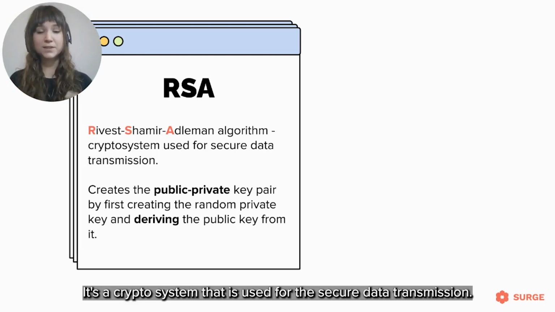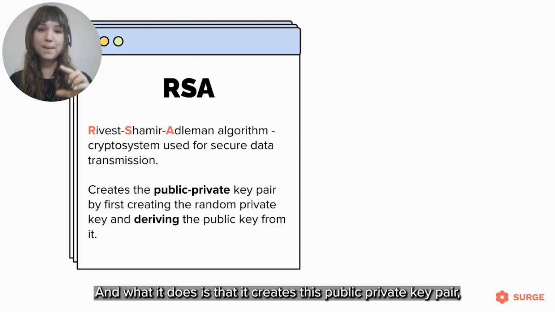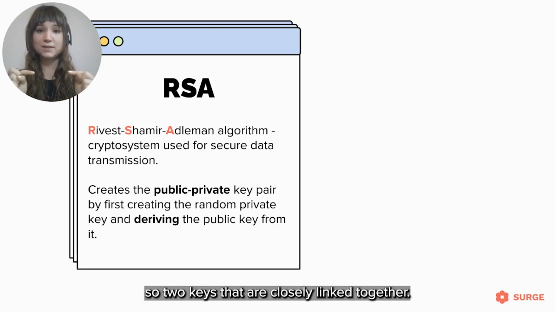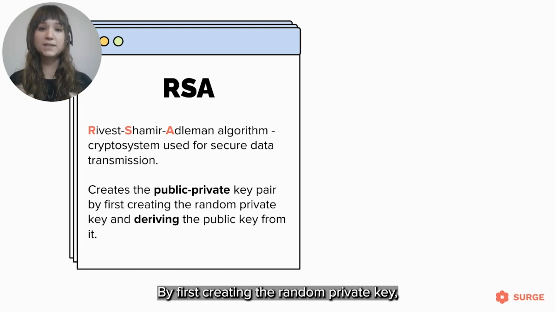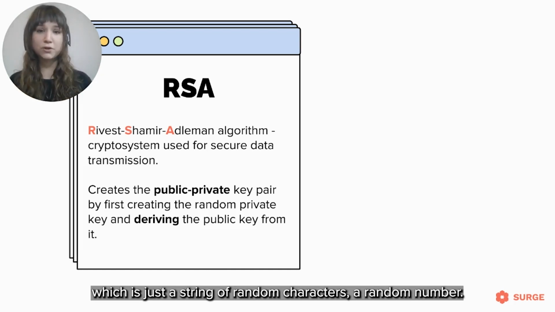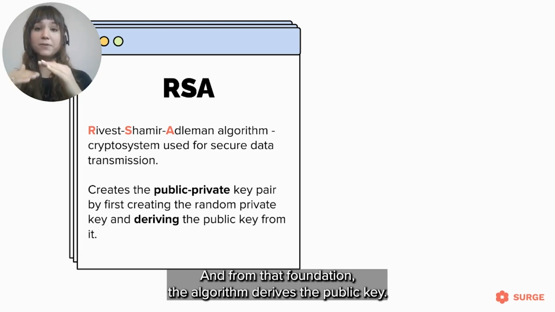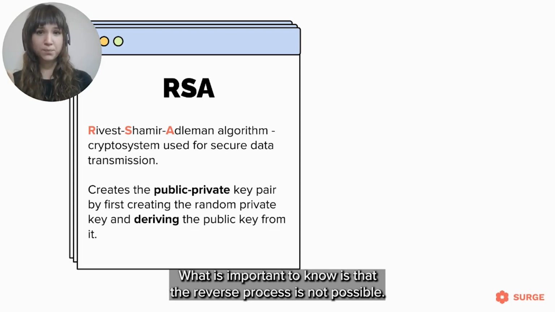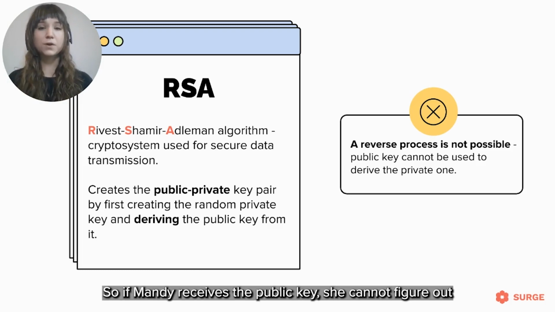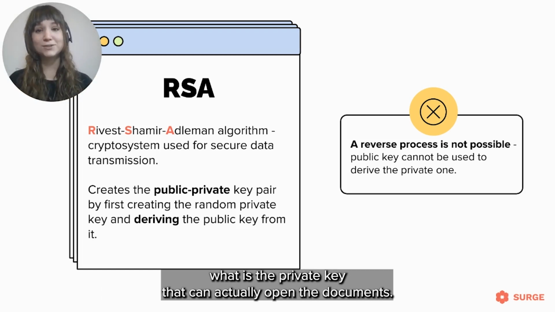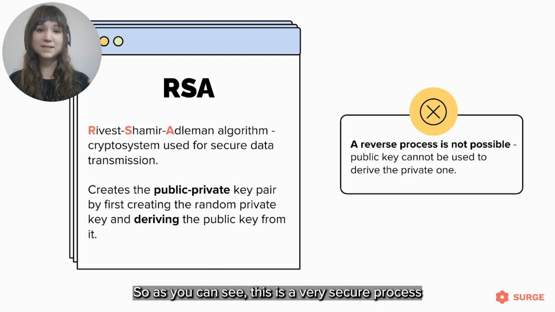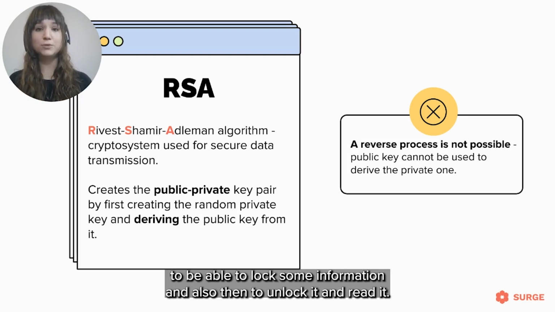It's a crypto system that is used for secure data transmission. What it does is that it creates this public-private key pair, so two keys that are closely linked together, by first creating the random private key, which is just a string of random characters, a random number. And from that foundation, the algorithm derives the public key. What is important to know is that the reverse process is not possible. So if Mandy receives the public key, she cannot figure out what is the private key that can actually open the document. So as you can see, this is a very secure process to be able to lock some information and also then to unlock it and read it.